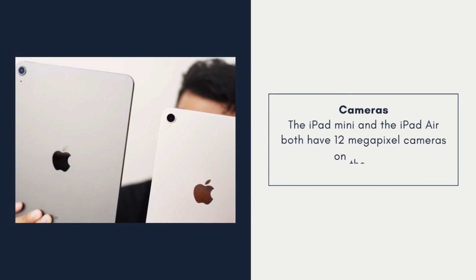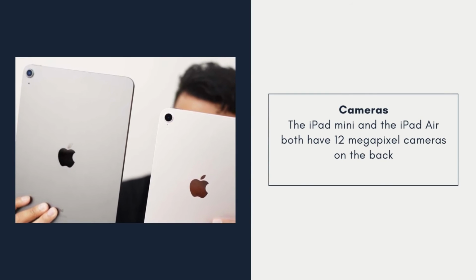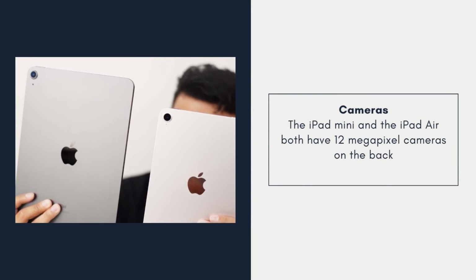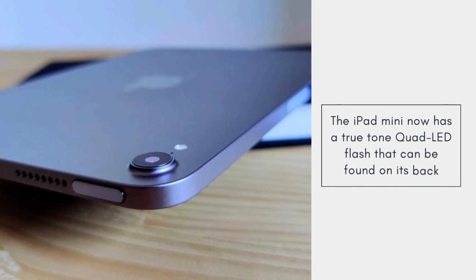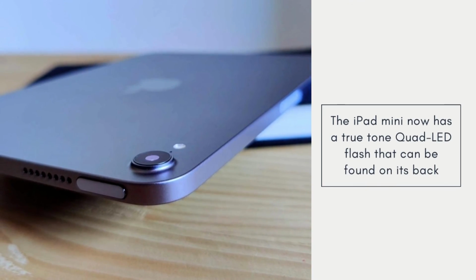Cameras. The iPad mini and the iPad Air both have 12-megapixel cameras on the back. However, the iPad mini has enhanced dynamic range and can capture 1080p video at a variety of frame rates. The iPad Air can only shoot at 60 frames per second. The iPad mini now has a True Tone quad LED flash that can be found on its back.